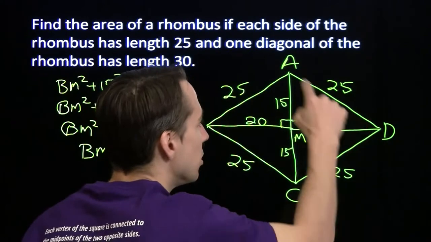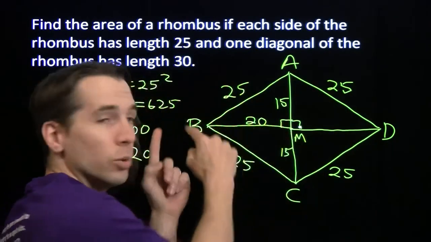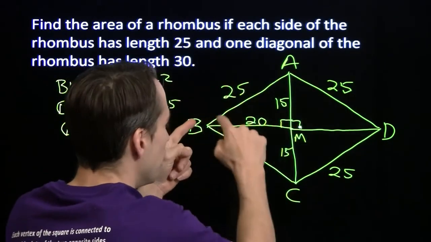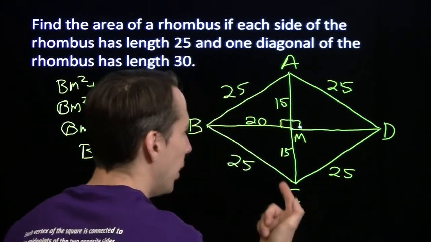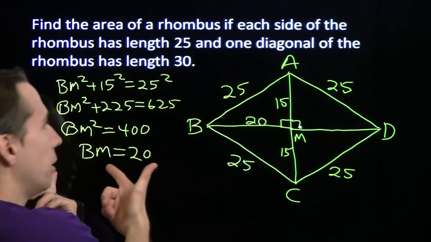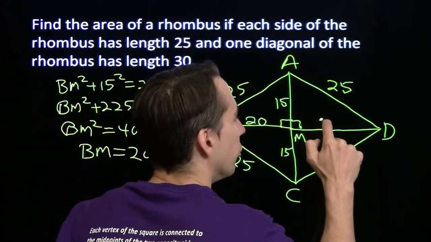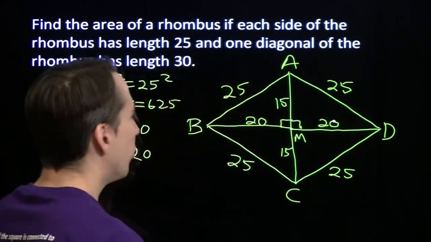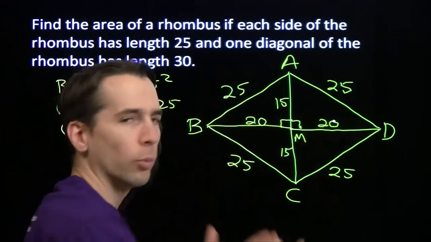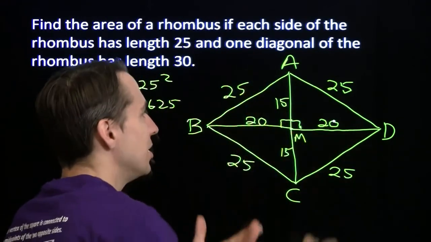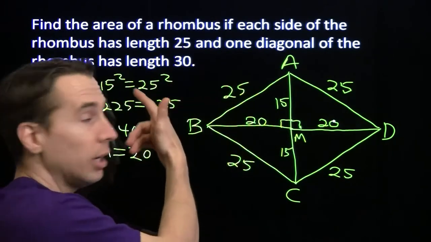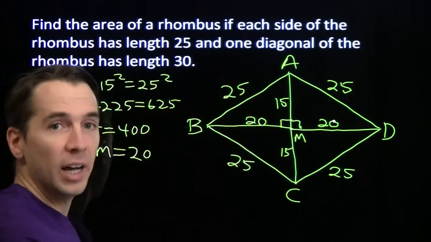Now, of course, these two right triangles are identical to these two right triangles. Over here, this is an isosceles triangle as well. Also, we can see that the hypotenuse is 25, one leg is 15. We already solved that problem. This is 20. So now we see that the diagonals of a rhombus are perpendicular, and they cut each other in half. They bisect each other. Now we can answer the original problem here. We can find the area.